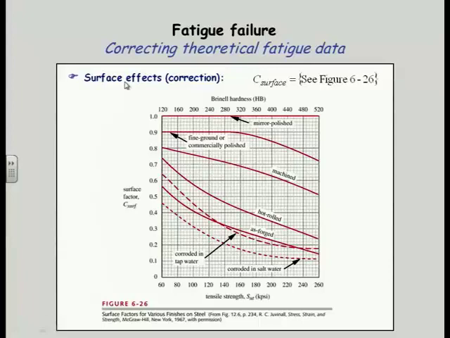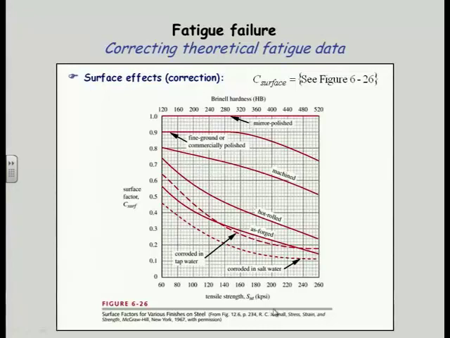Hot rolled, this is the I-beam right off the mill. Rough surface, scaling. Way down here. As forged, even worse. Similar rough surface. The dotted lines are corroded in tap water or seawater, and it really goes to the dogs then. So you can see corrosion is a serious issue with this, and all this other stuff has said nothing yet about corrosion.